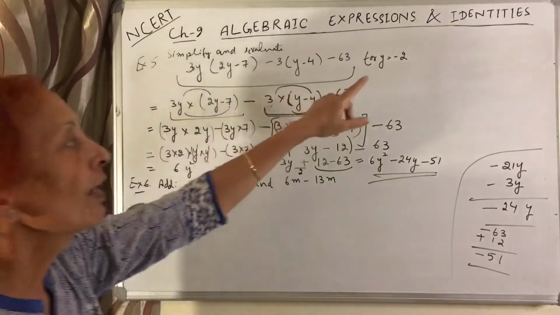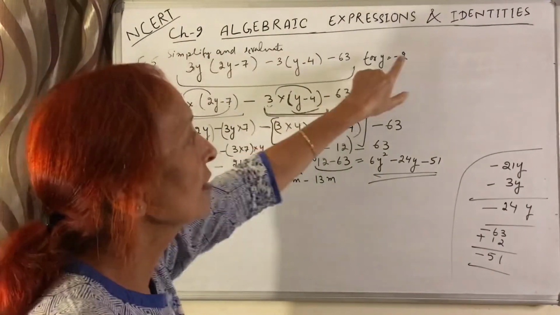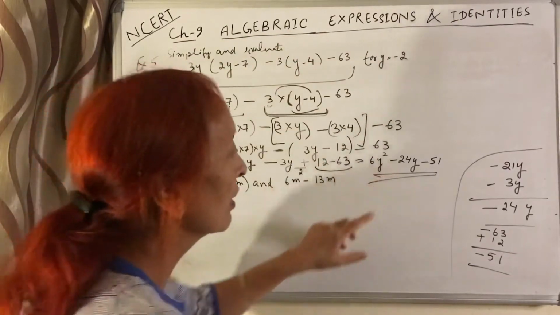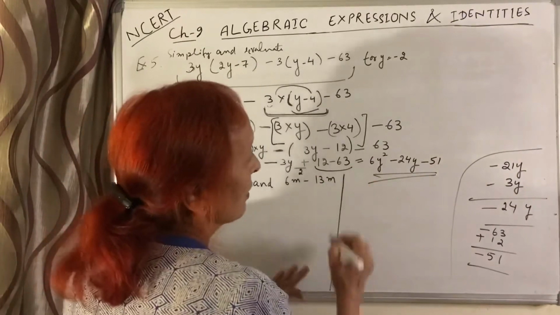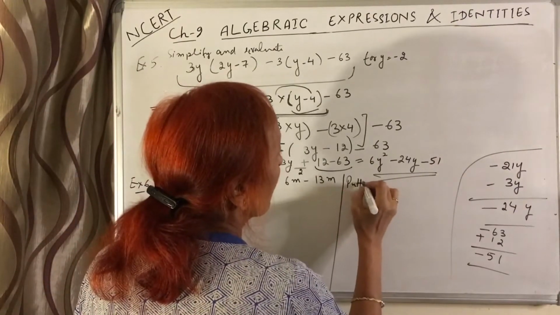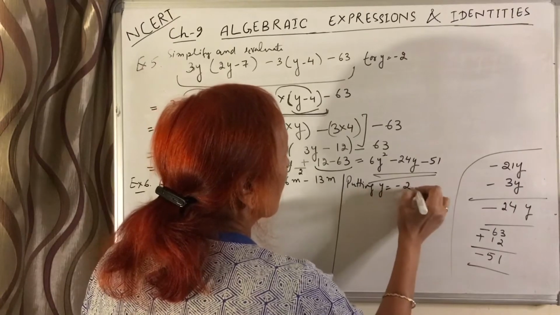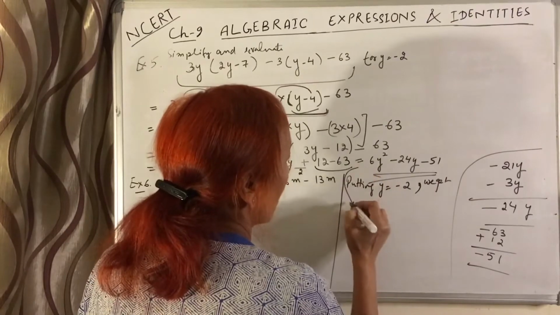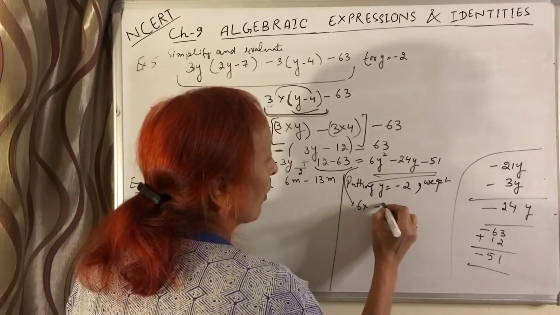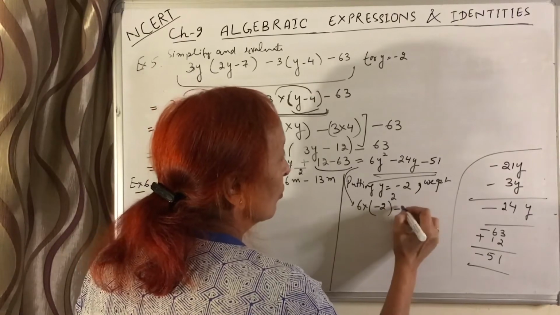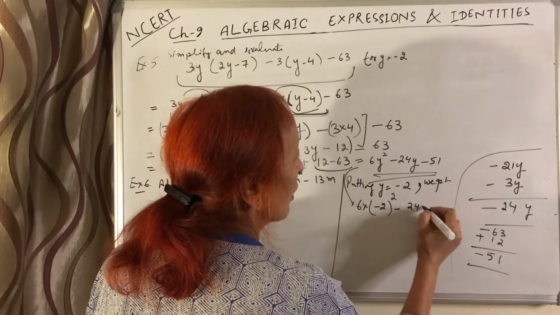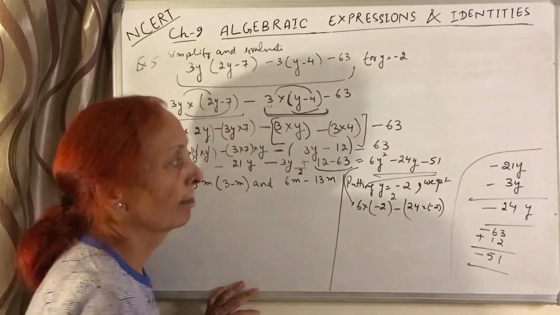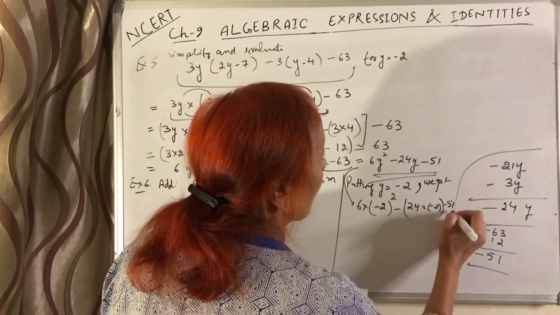Now we are to find the value of this when y is equal to minus 2. So the value of this, we have simplified this as is. Now in this we will put y is equal to minus 2. Putting y is equal to minus 2, we get 6 into minus 2 raised to power 2, minus 24 into y is minus 2, minus 51.